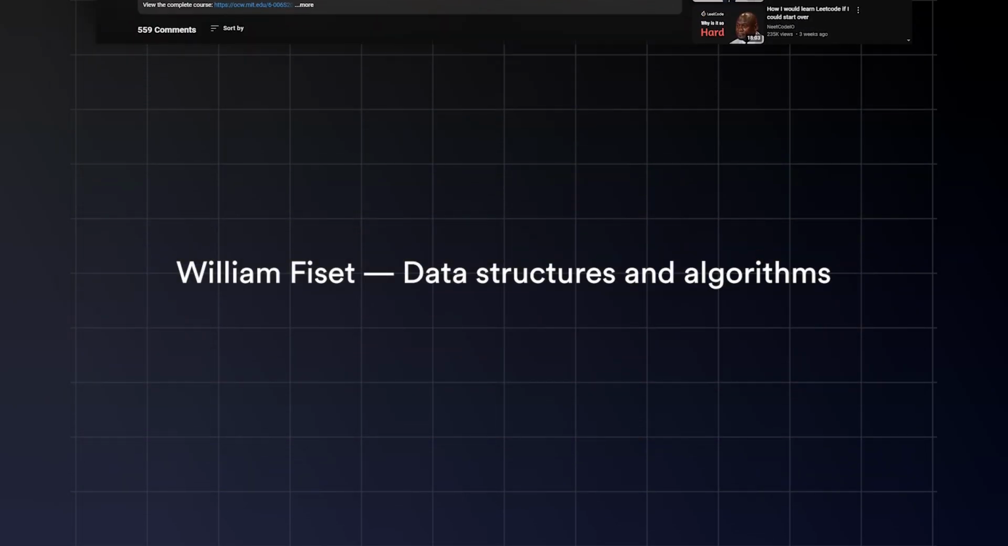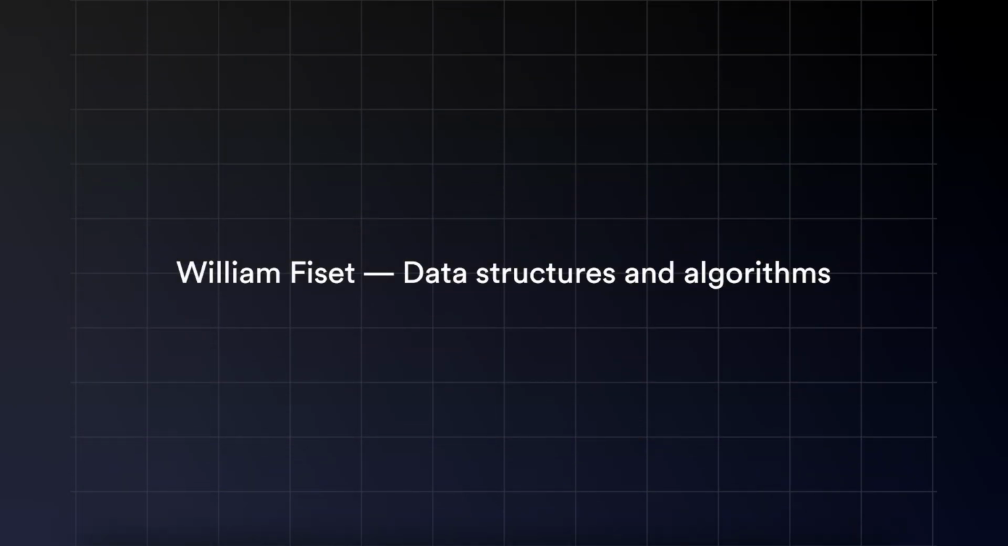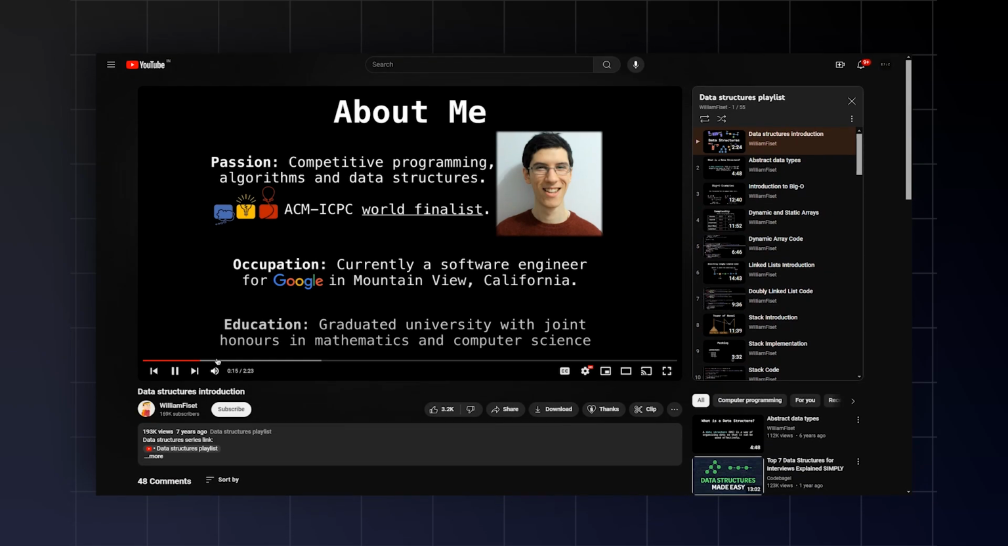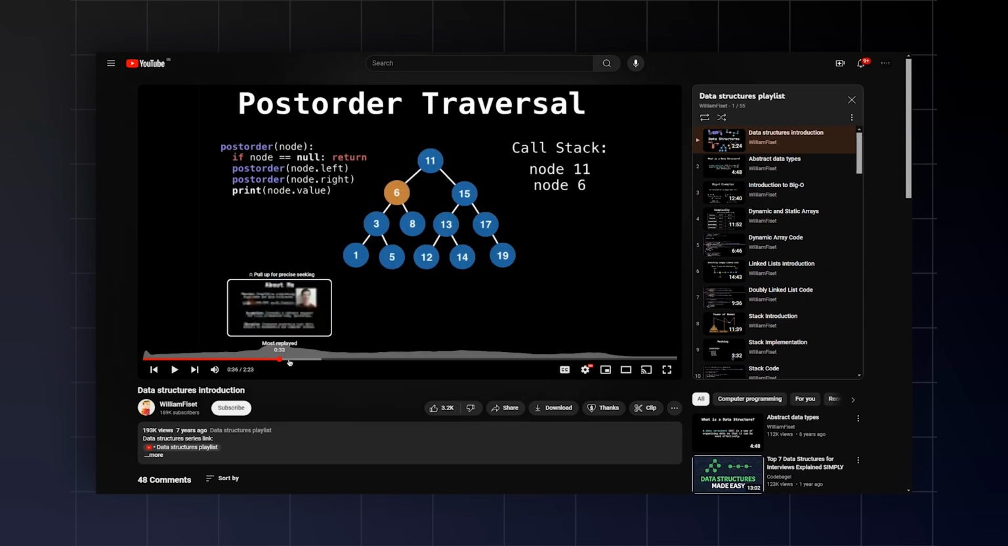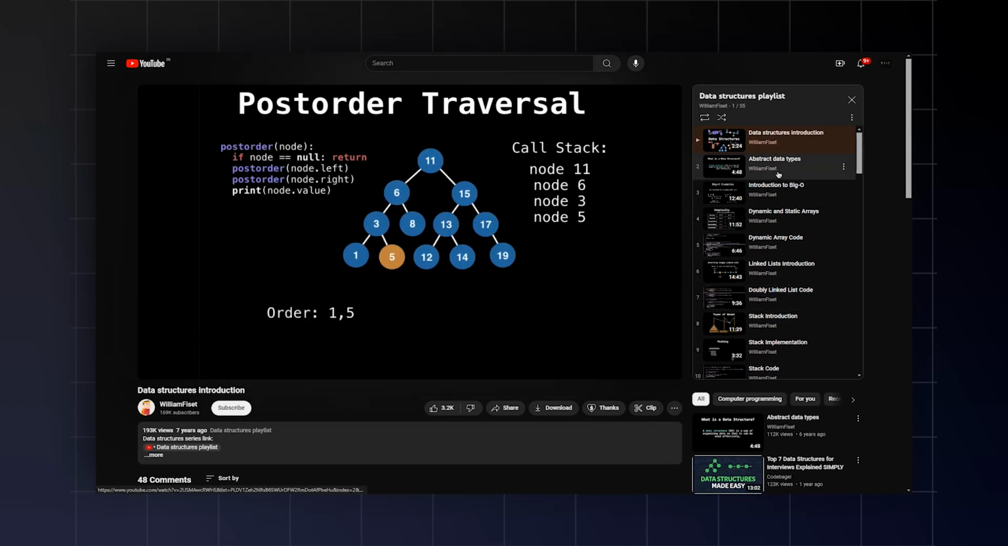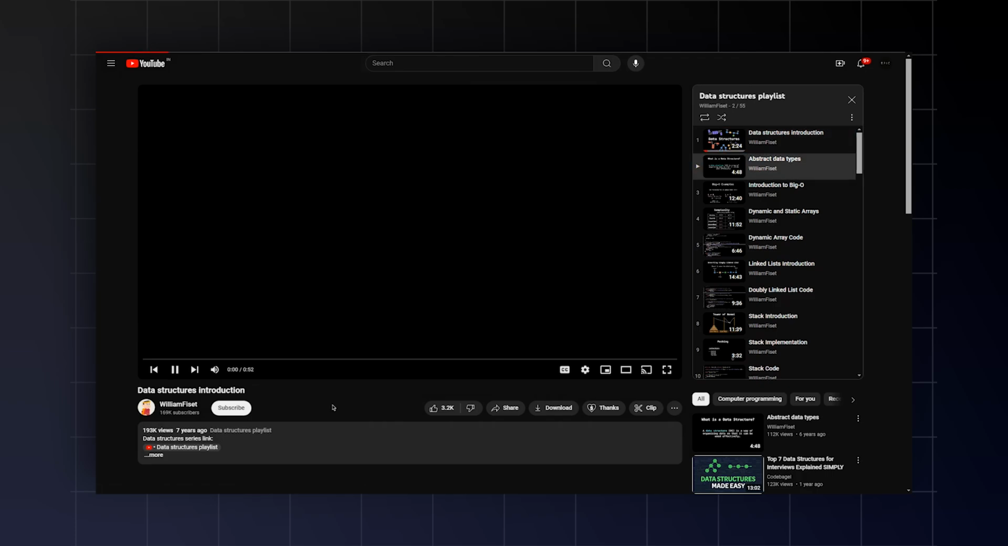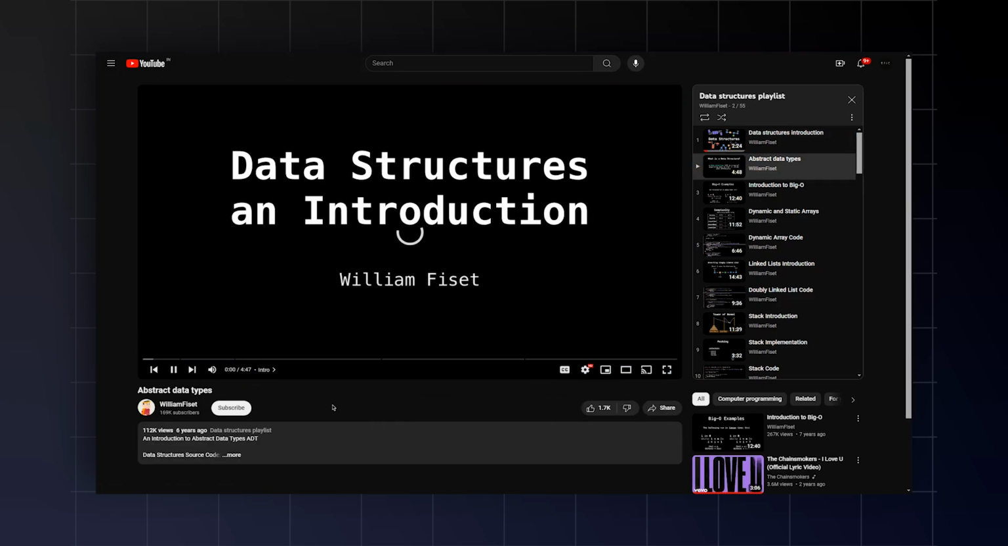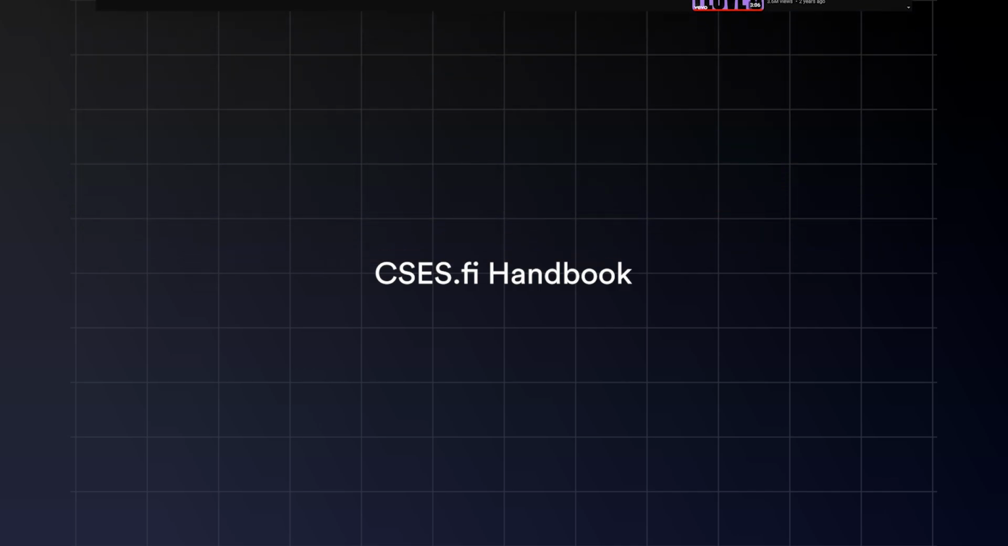Next up is William Fiset's Data Structures and Algorithms. William does an amazing job explaining complex data structures and algorithms at a fundamental level. This is different from studying just for coding interviews because you'll gain an in-depth understanding of the underlying data structures and algorithms through his videos.